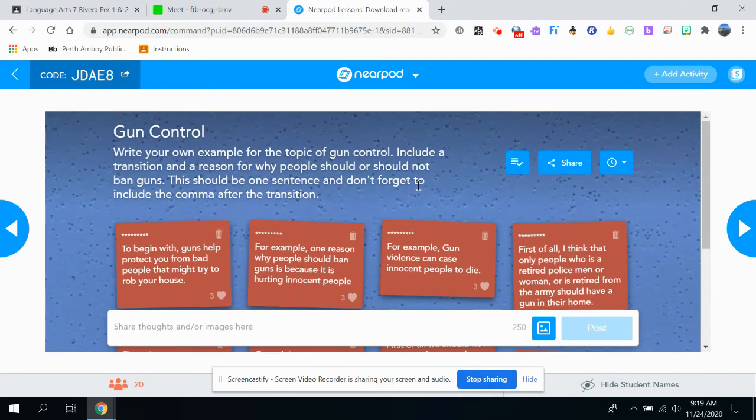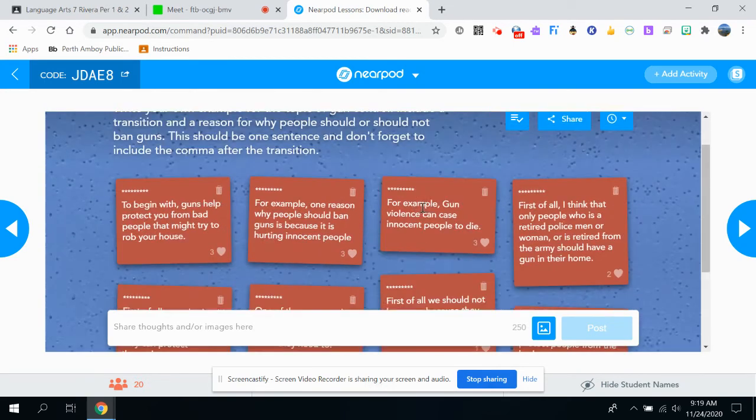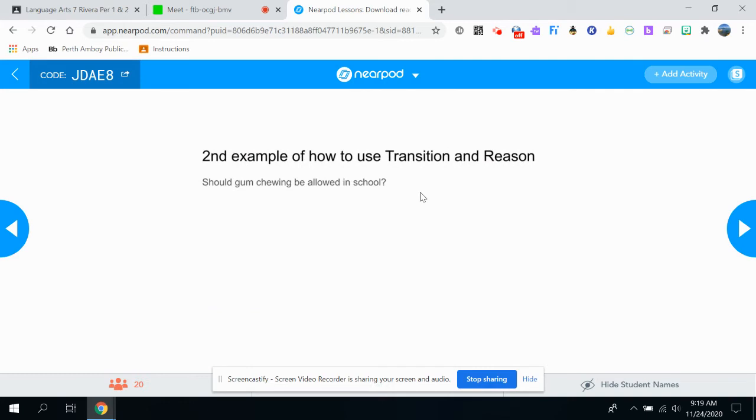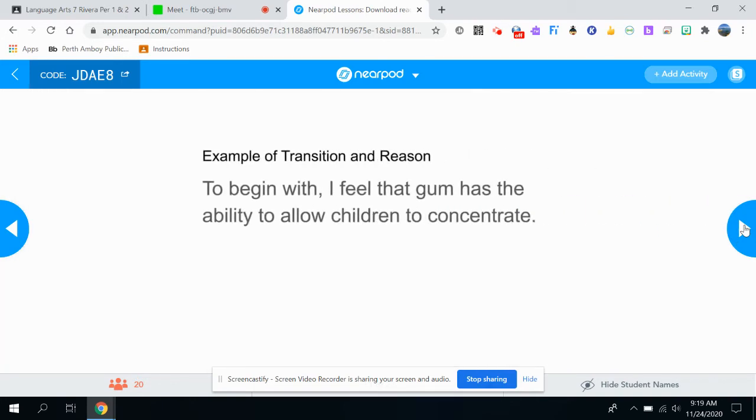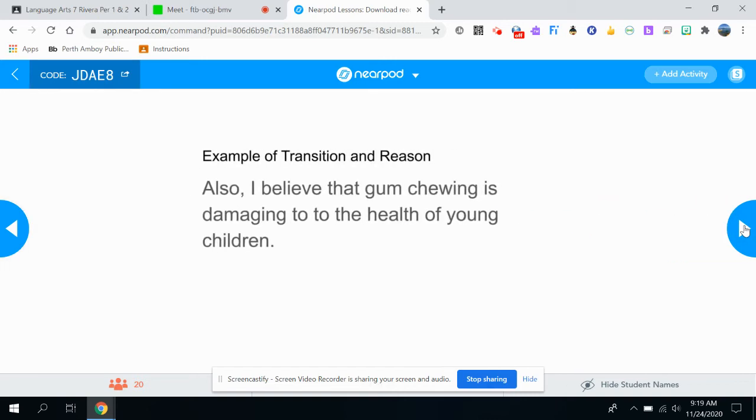Alright. Give you like another 30 seconds, those of you who didn't get the chance to do it. Alright, moving on. So this is just another example. The topic is should chewing gum be allowed in school? An example of what it would look like to begin with: I feel that gum has the ability to allow children to concentrate. That would be my reason in my transition. Second example: also, I believe that gum chewing is damaging to the health of young children. So this would be the second body paragraph.